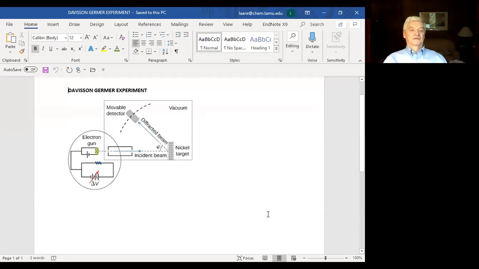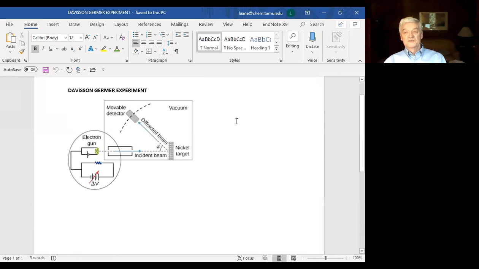Here's a picture of the Davisson and Germer experiment. We have a target and an electron gun, with some kind of voltage generating the electrons. It focuses the beam, so you get an electron beam coming off, and then a diffracted beam coming off at different angles. You see the angle here. You have a movable detector, so you can detect at what angles you are getting these electrons, and you can also measure their kinetic energy, and so on.